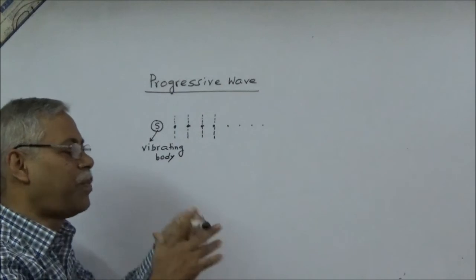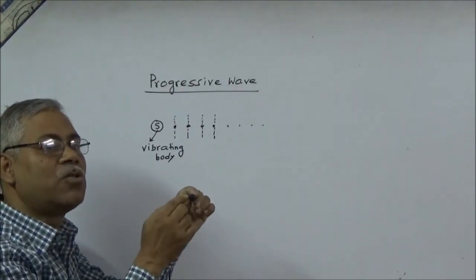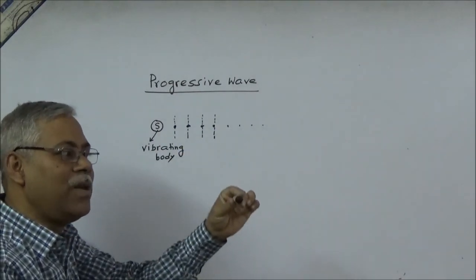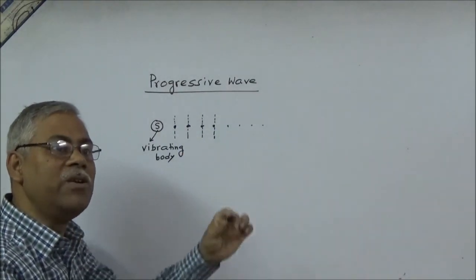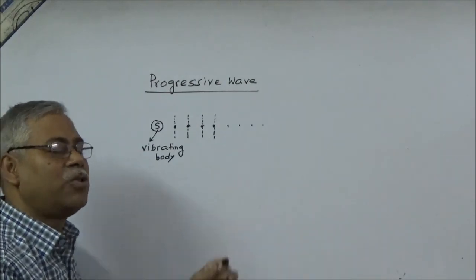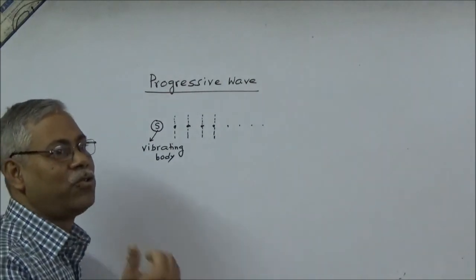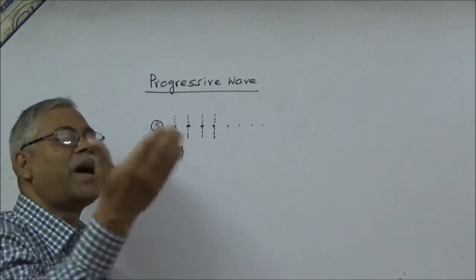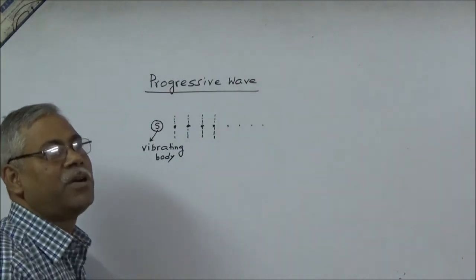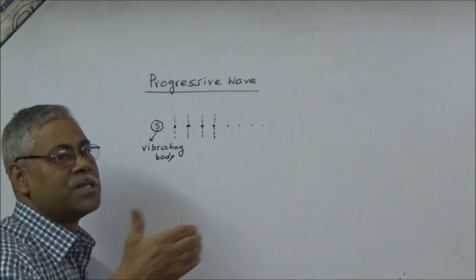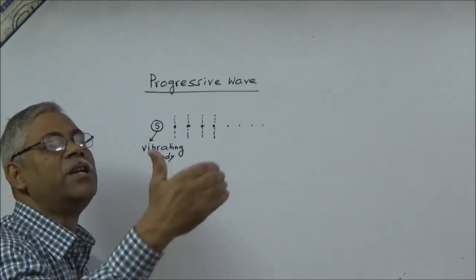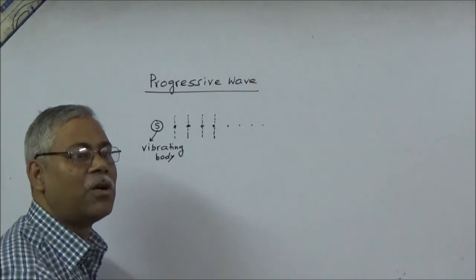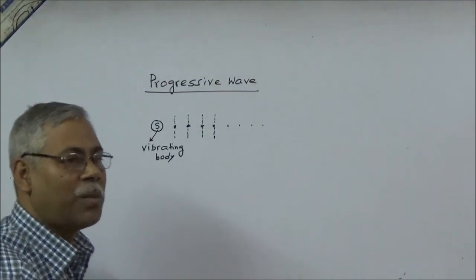So the particle closest to the source vibrates with maximum amplitude. The next particle will vibrate with slightly reduced amplitude. That is why when I talk or when you talk, sound is heard only within a certain distance. Beyond that, sound will not be heard, because if the distance is large, the amplitude will gradually reduce to zero, and once the amplitude of vibration becomes zero, sound will not be heard. Have you got this point?